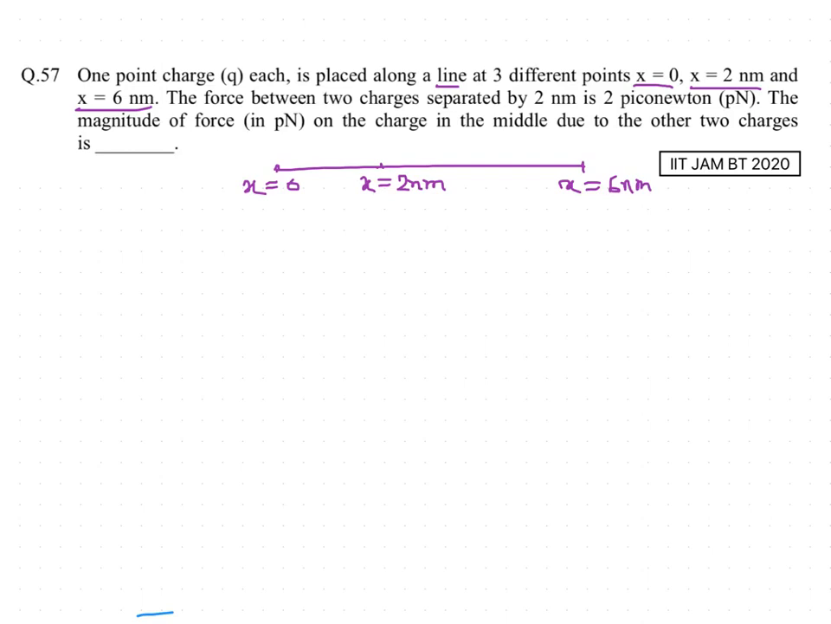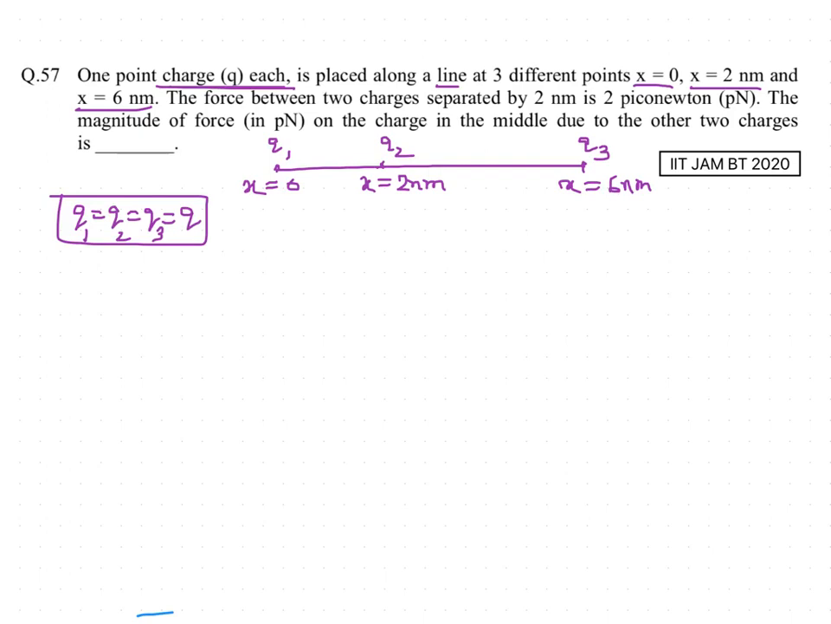Okay, and here 3 charges are placed. Let us name them Q1, Q2, Q3, each having charge small q. So Q1 equal Q2 equal Q3 equal Q. Okay, this is given.